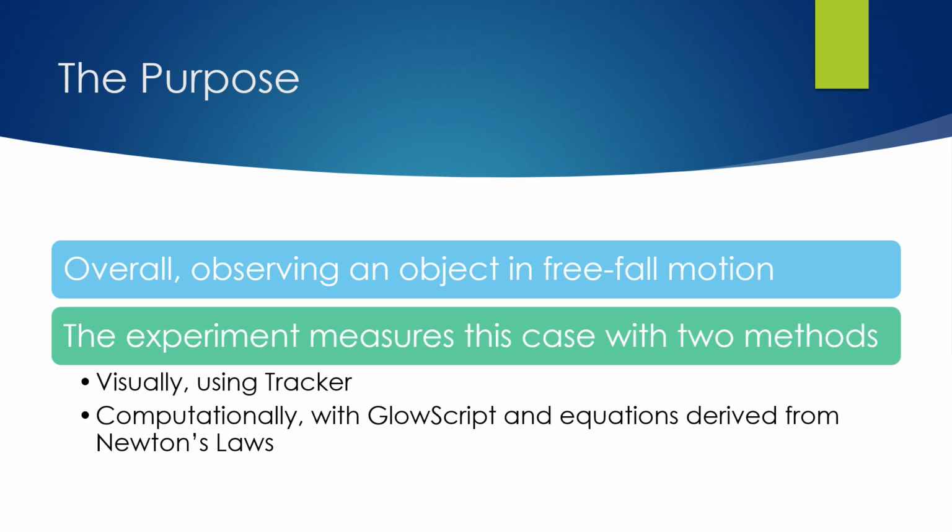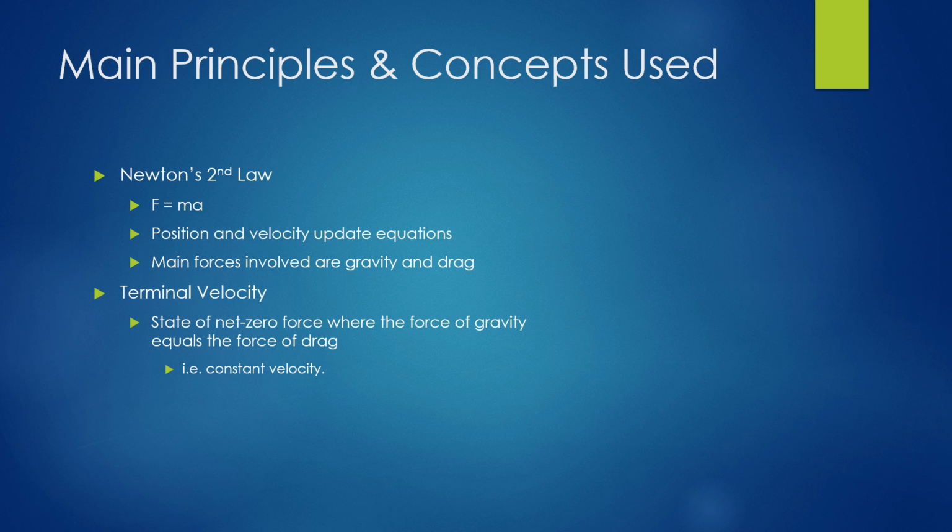In a nutshell, the purpose of this lab was to observe an object in free-fall motion. This special case is measured using two different methods, one using Tracker to visually observe the motion and create data points across instances of time, and the other using GlowScript to create computational models based on Newton's laws. For this experiment, we needed to use Newton's second law, force equals mass times acceleration, and the position and velocity update equations. It's important to note the main forces we are analyzing are those of gravity and drag.